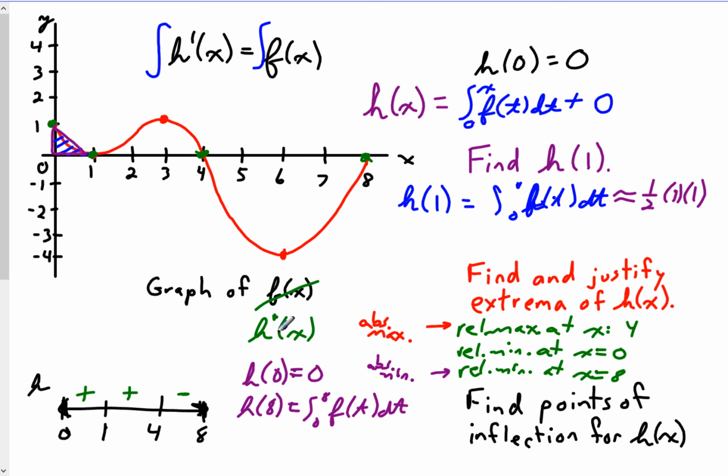So looking at my graph, I can see that I'm going to have a point of inflection at x equals 1, x equals 3, and x equals 6. Because that's where h prime, the first derivative, is changing from increasing to decreasing, or from decreasing to increasing.